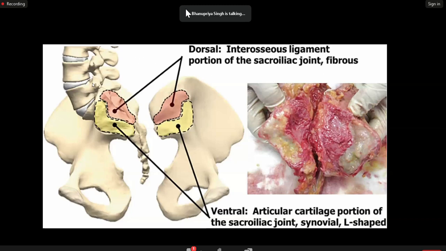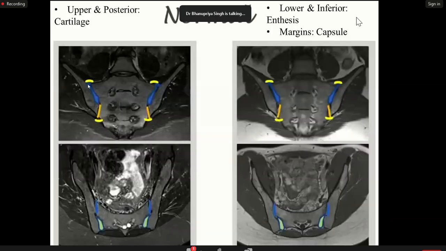The posterior-superior part of the sacroiliac joint, or the dorsal aspect, consists of the interosseous ligament of the sacroiliac joint, which is a fibrous portion. So the red portion that we see on this gross specimen. And the ventral or the lower portion is covered by the articular cartilage, right? And this is covered with synovium and is L-shaped.